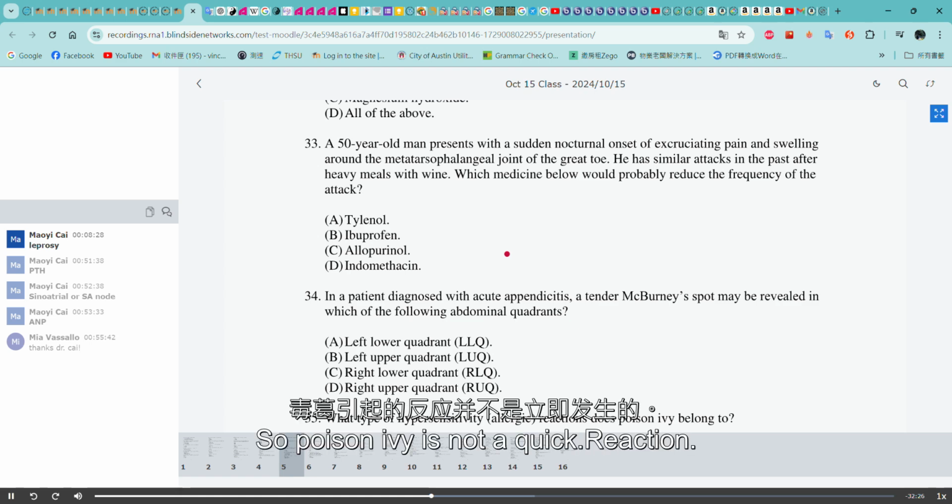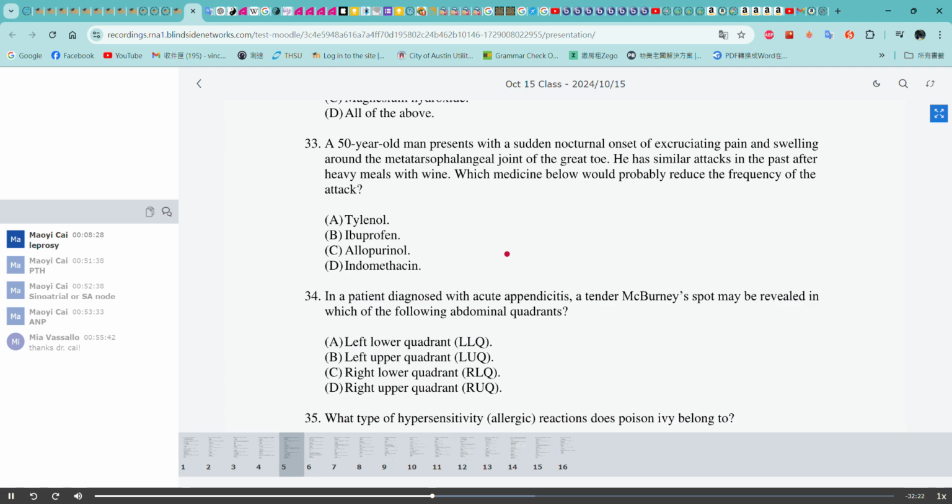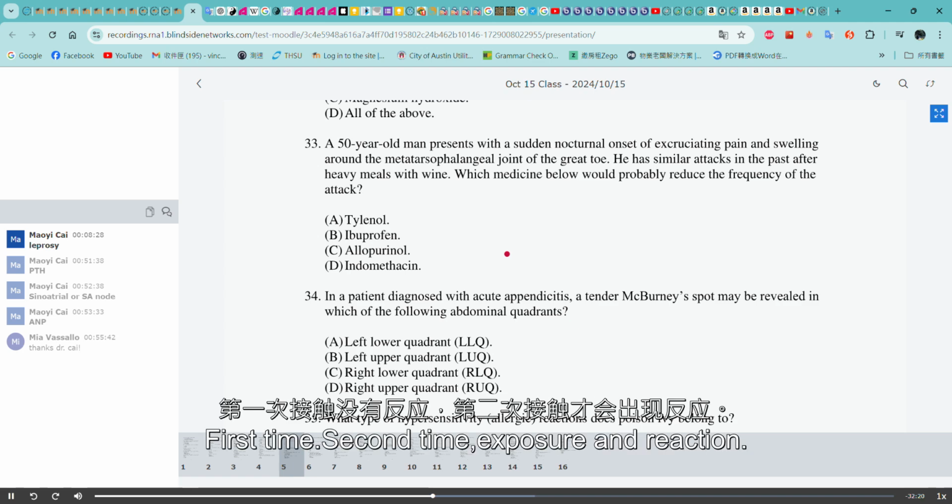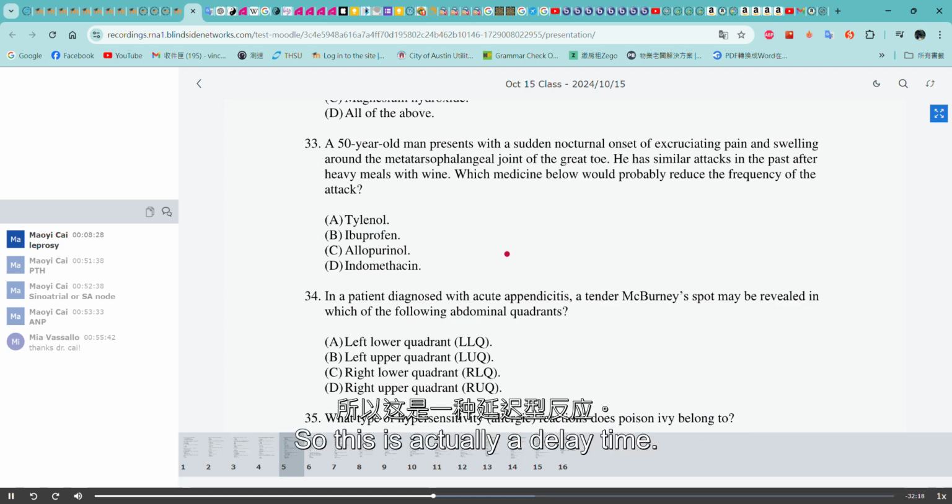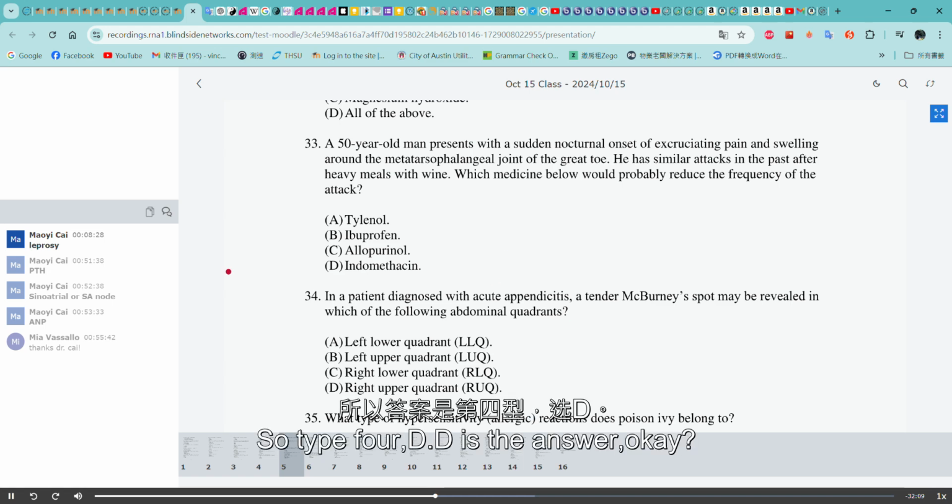35, hypersensitivity. Poison ivy. So poison ivy is not a quick reaction. First, sensitize, the first time. The second time, exposure and a reaction. So this is actually a delayed-type reaction. Contact dermatitis, right? It's through contact. So it's a delayed type, type 4. Okay, so type 4, D. D is the answer, okay?